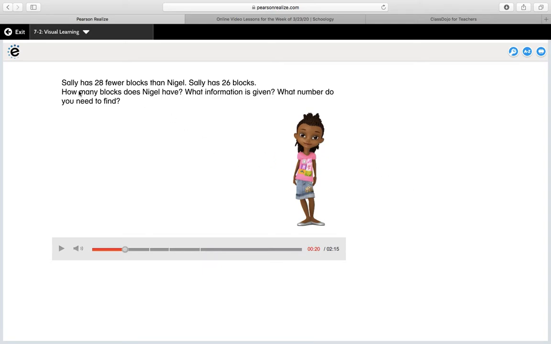Alright, so it says that Sally has 28 fewer blocks than Nigel. And we know how many blocks Sally has. She has 26. But we're trying to figure out how many blocks Nigel has. I know you're looking at the word fewer and thinking that that means we're going to subtract, but I want you to think a little bit harder.